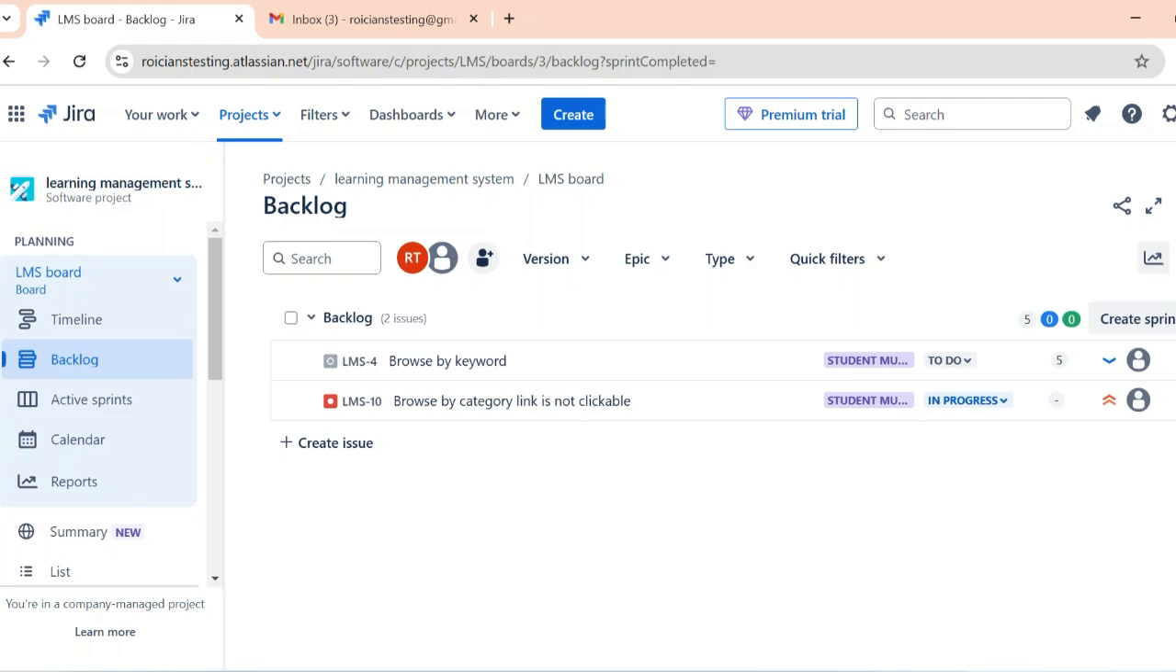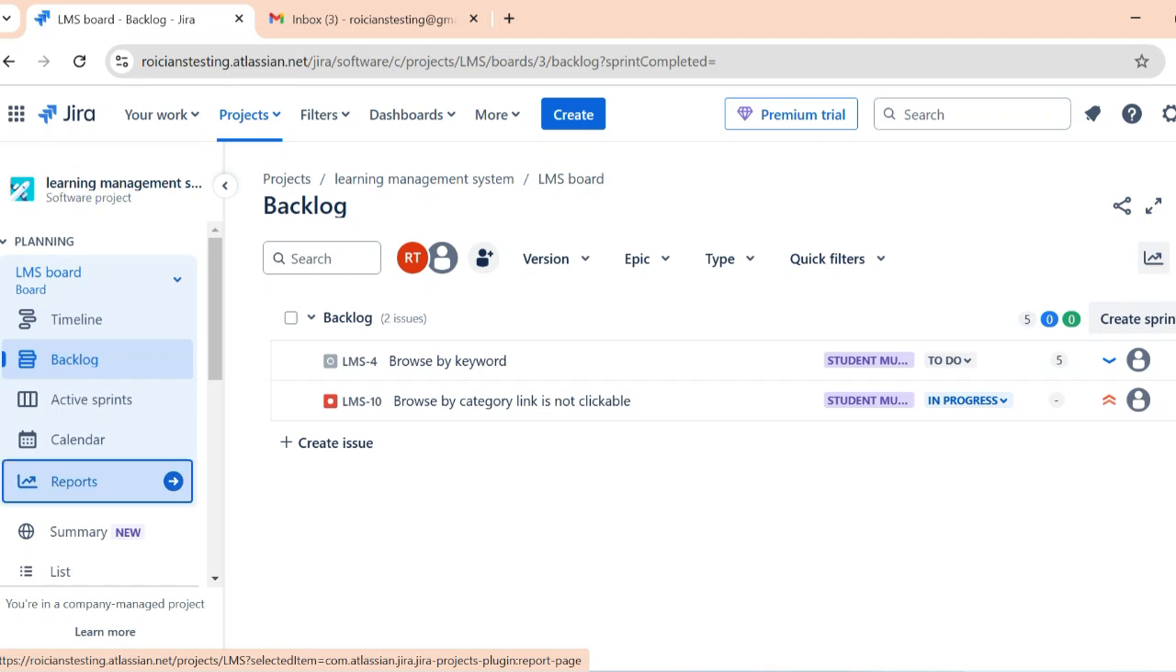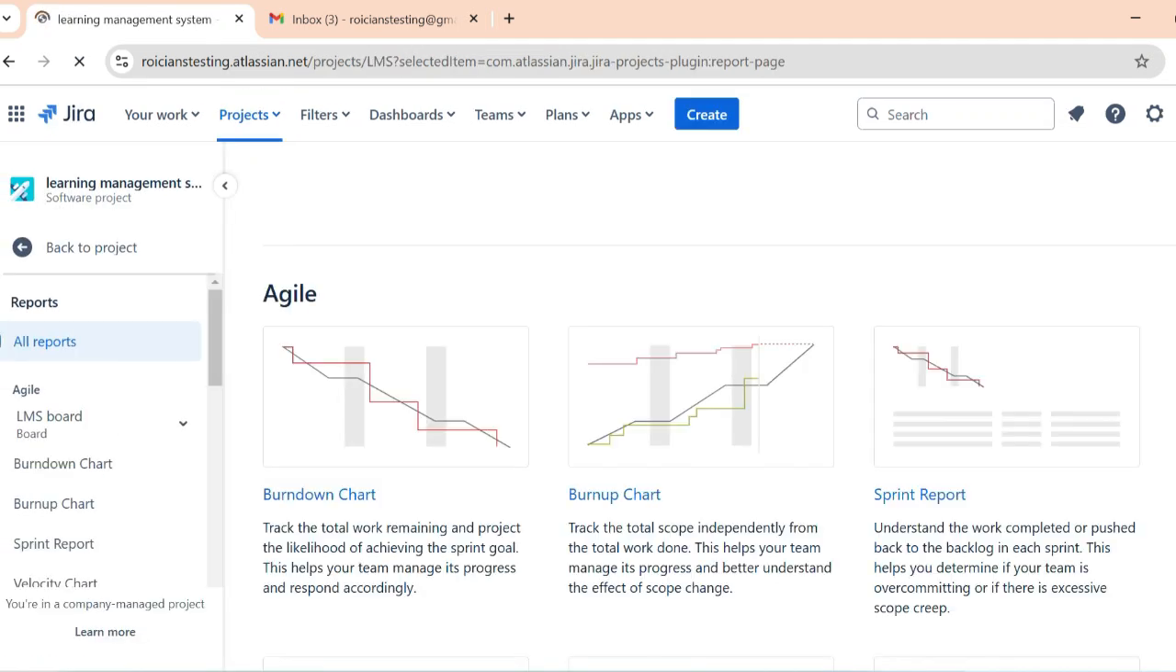In this video, we will be understanding how to read reports. Guys, reports play a very important role in Jira as well as in Agile methodology, because reports are something which keeps us up to date, on time, and make sure we are delivering the result as expected. So here, I'll click on report and see there are lots of reports here.